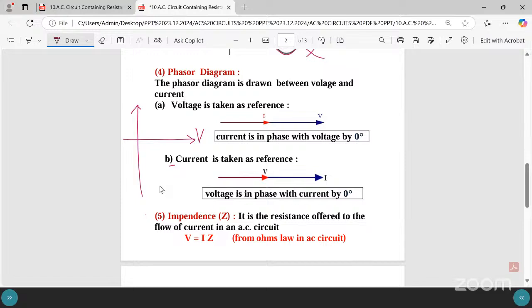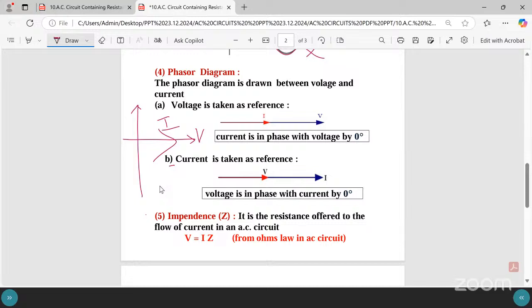But who should rotate? Current should rotate. Two quantities, voltage and current. Voltage is the reference one, so it should not rotate. It should lie on the x-axis. Then who should rotate? Current, from the x-axis. But current also does not rotate. It also lies on the x-axis.